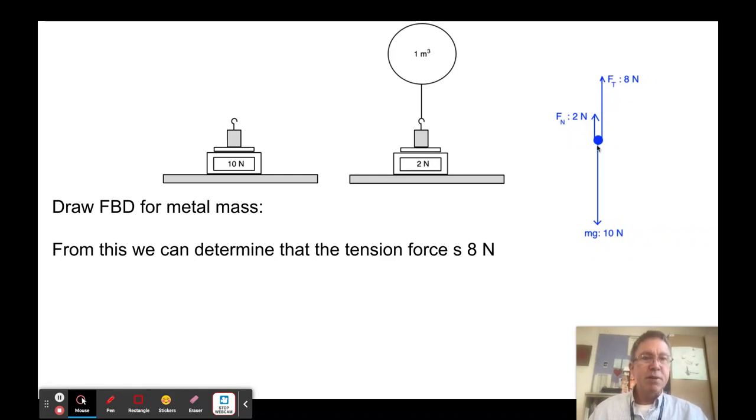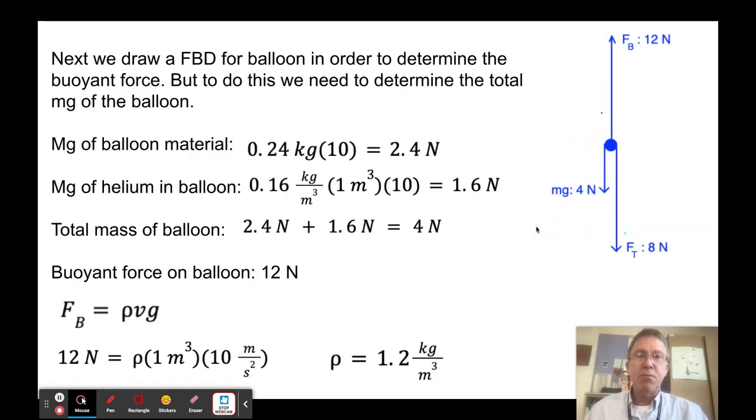Let's think about this again. It's being pulled down with 10. It's only reading 2. So that's a normal force pushing up on it. That's all this tells us. How hard am I pushing up? I'm pushing up 10 here. Now I'm only pushing up with 2. So that means I must have a tension force of 8 newtons. And I'm going to need that in order to solve this next part of it.